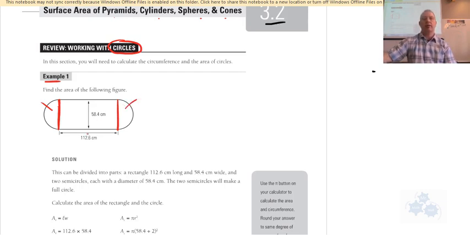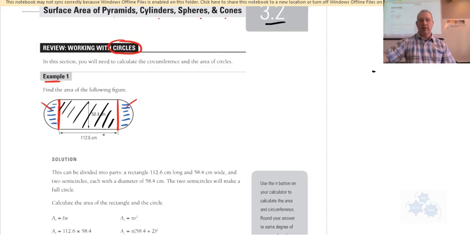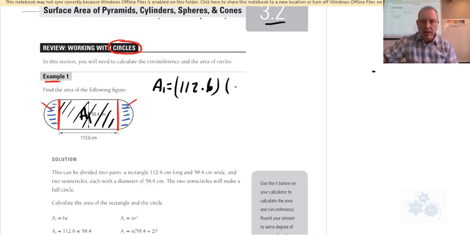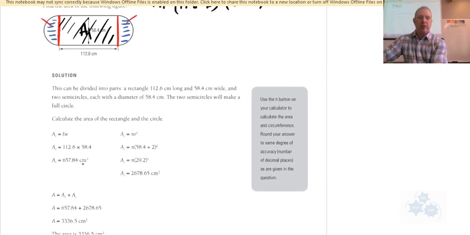It's kind of like a hockey rink, isn't it? We have a rectangle here in the middle, and then a half circle here and another identical half over here. So we have a rectangle and a circle, really. If we're talking about the surface area of this, let's say area 1 is the rectangle. So area 1 would be the length, 112.6, times the width, which would be 58.4. You have that down here in the solution, so here's the actual answer for that one.